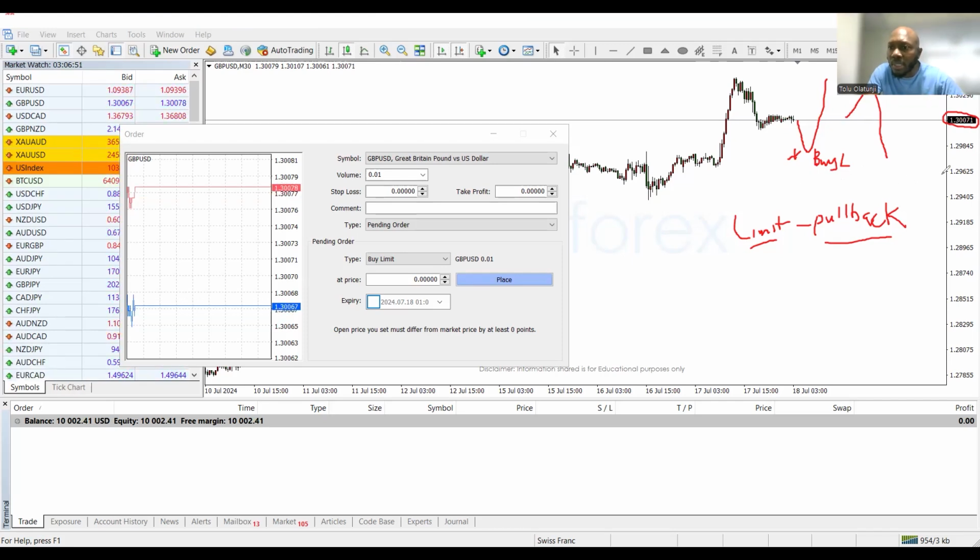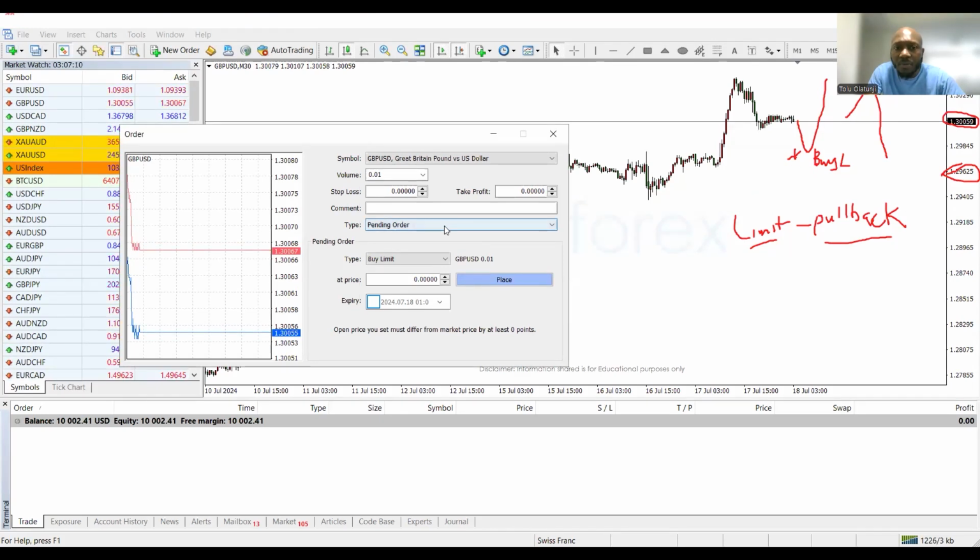Based on this concept, let's assume we want to set a buy limit here at this price of 1.29625, which means that we want the price to pull back first of all before pushing higher. So we want to buy using the buy limit concept, right? This is what we're going to do.